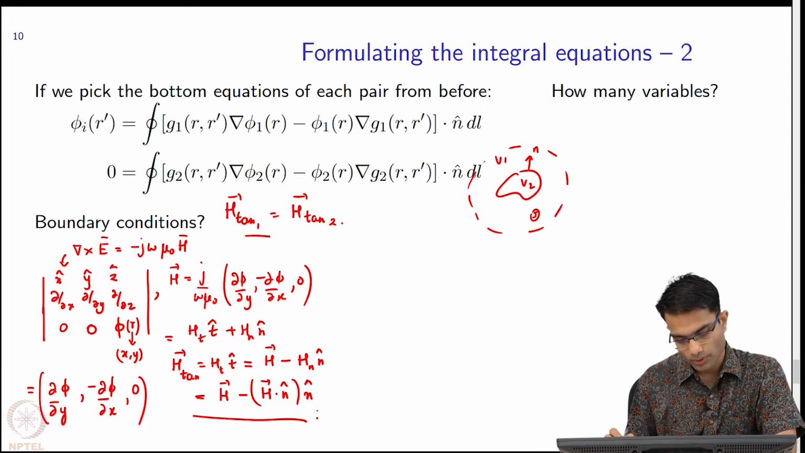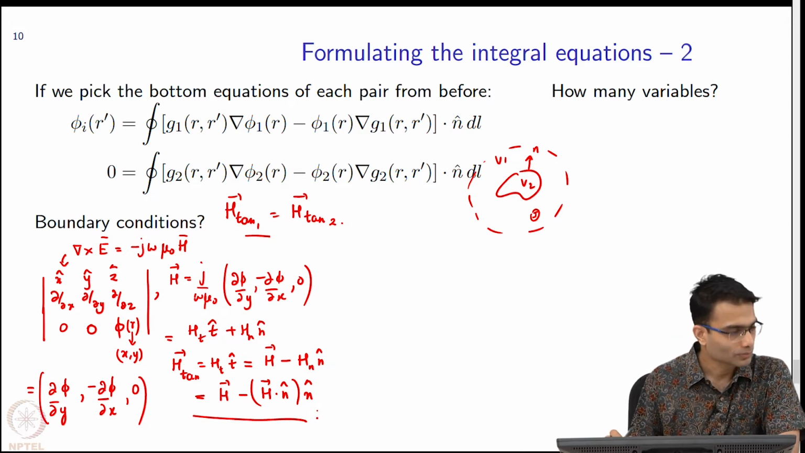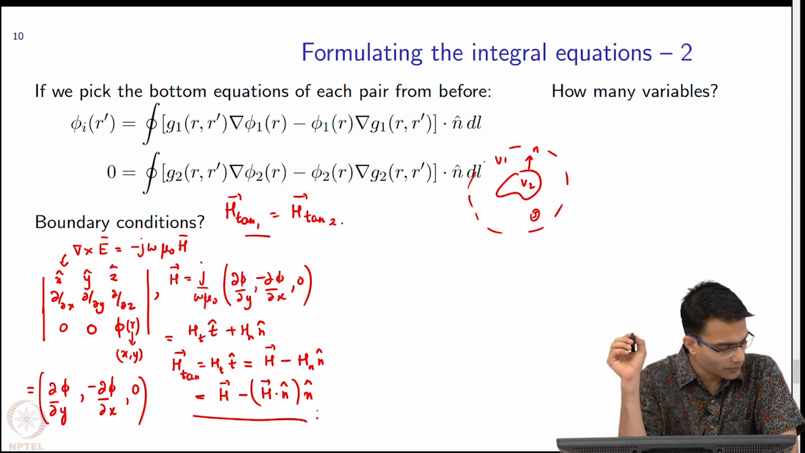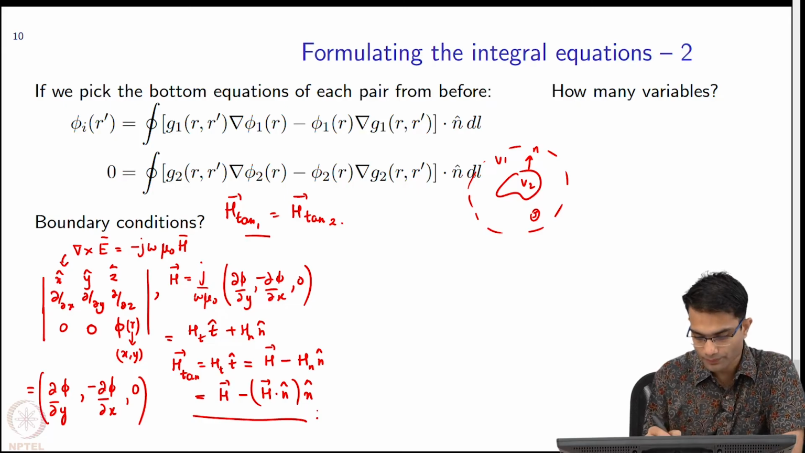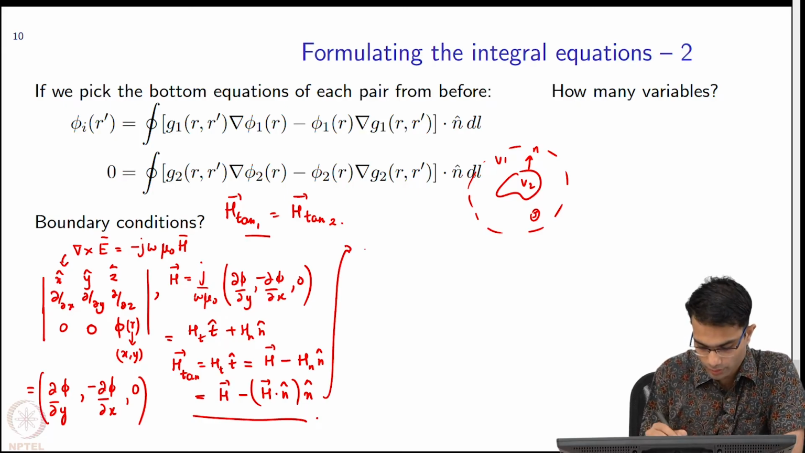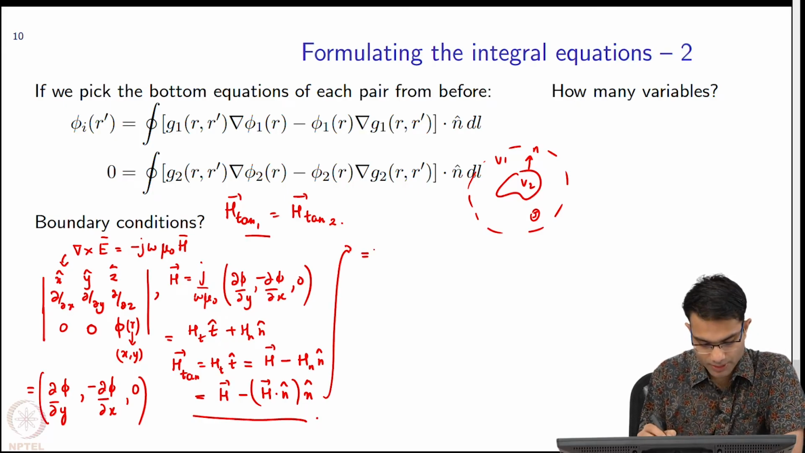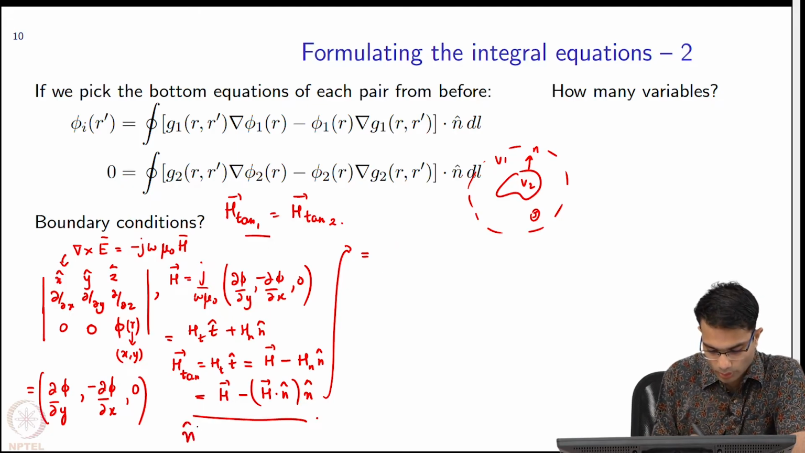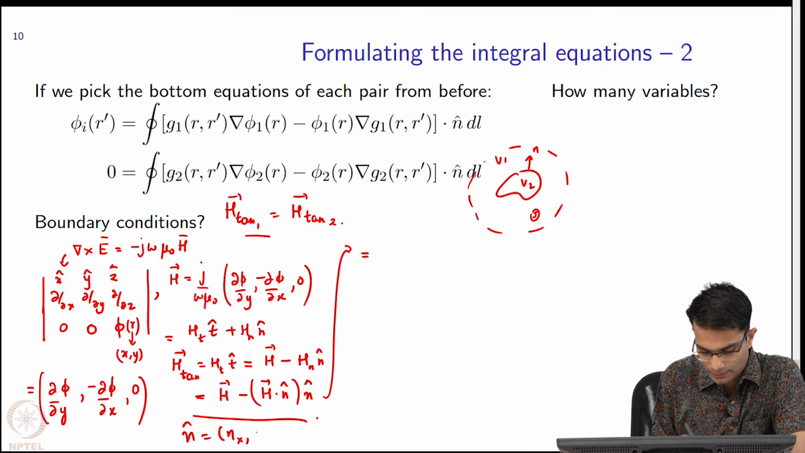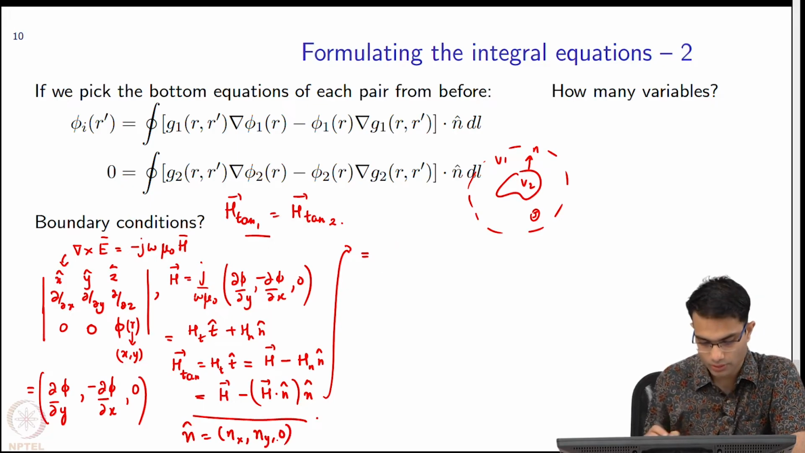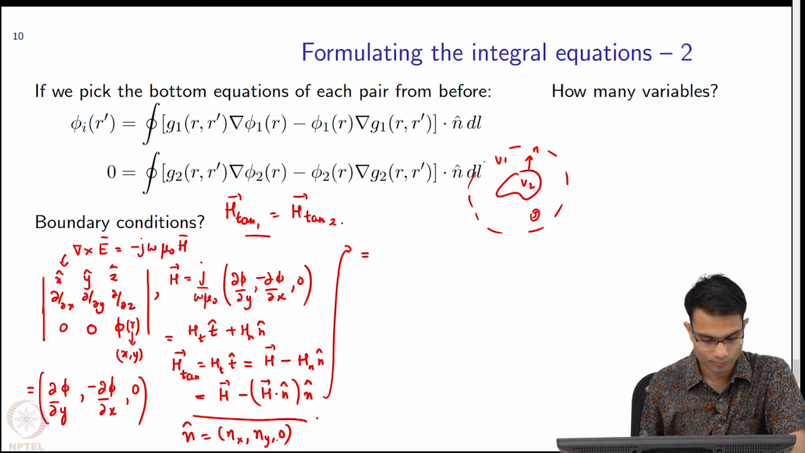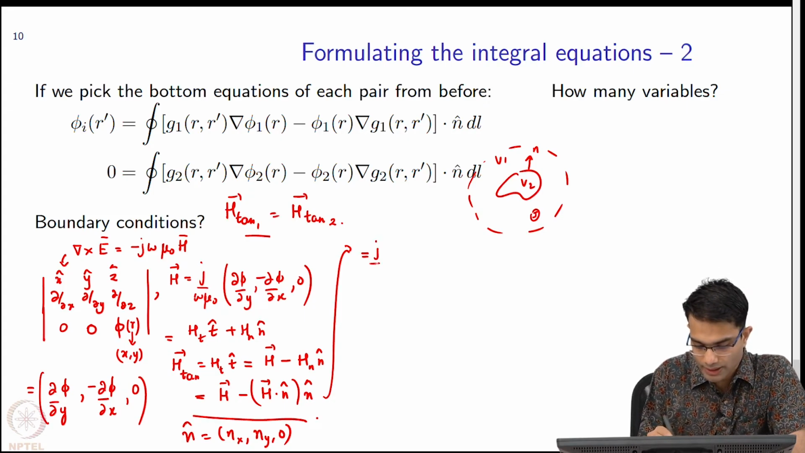Okay. So, let us try to calculate this now. Let us see, what should we do? We can just substitute this over here. So, what will this be? Let us further write down the normal vector as nx, ny, 0. We can keep this j by omega mu naught outside as common.